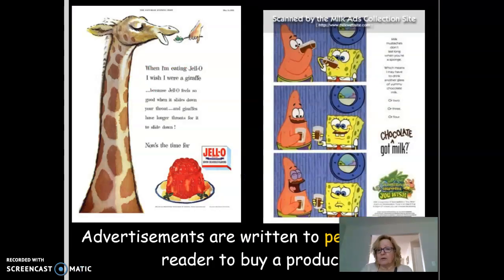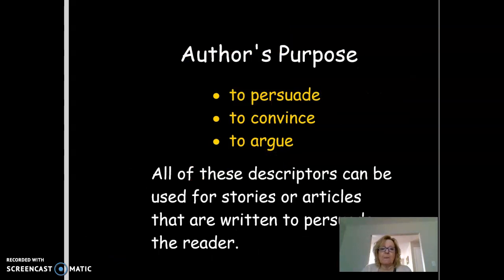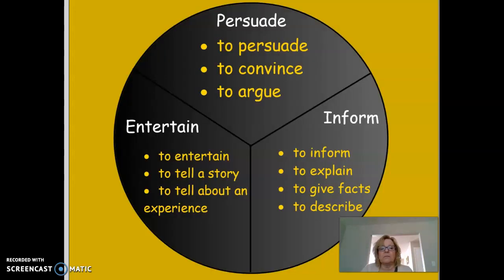Advertisements are also written to persuade people about a product. People who write advertisements for children's cereal try to convince you to buy their cereal with bright colors, colorful characters, and toy prizes, and they argue that their product is the best. Author's purpose to persuade, to convince, to argue. These are all stories or articles to persuade the reader.